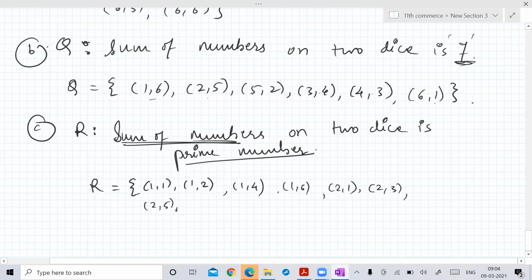2,5 is 7, it is also a prime number. 3,2 is 5, it is also a prime number. 3,4 is 7, it is also a prime number. 4,1 is 5, it is also a prime number. 4,3 is 7, it is also a prime number. 5,2 is 7, it is also a prime number. 5,6 is 11, it is also a prime number. 6,1 is 7, it is also a prime number, and 6,5.